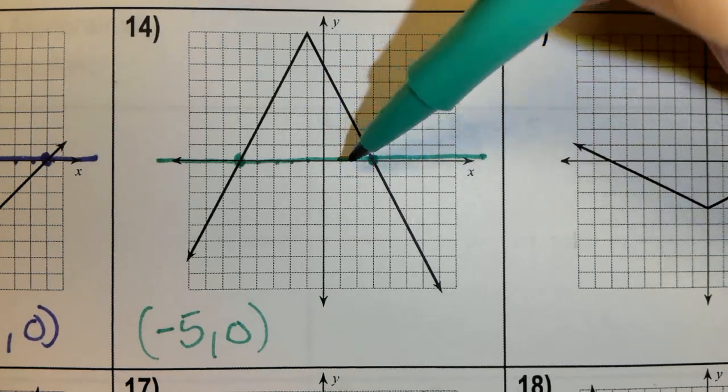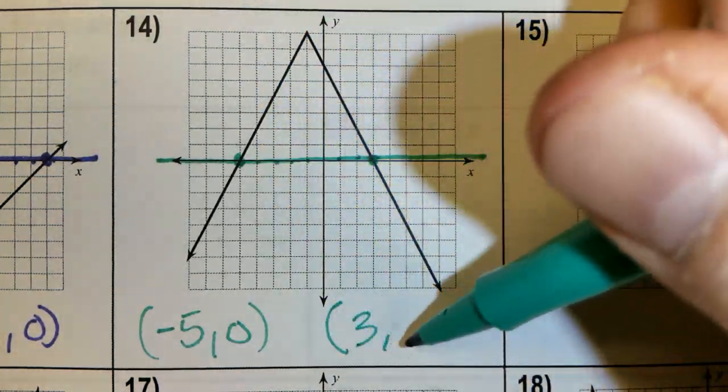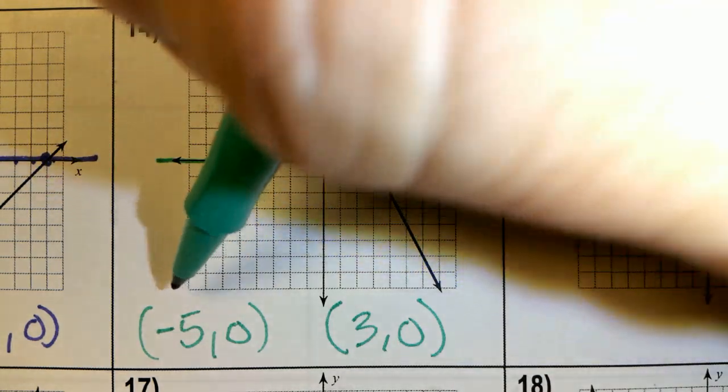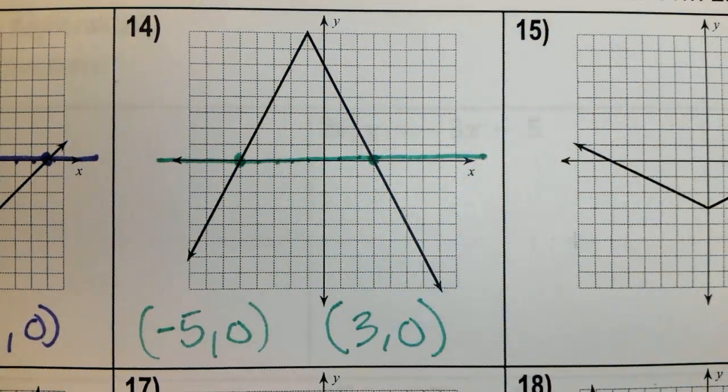All right, my next one, 1, 2, 3. So yeah, if you wanted to write 3, 0 first, then -5, 0, it's fine. I don't care. They're both correct. The order doesn't make a difference, as long as the zeros are always second.